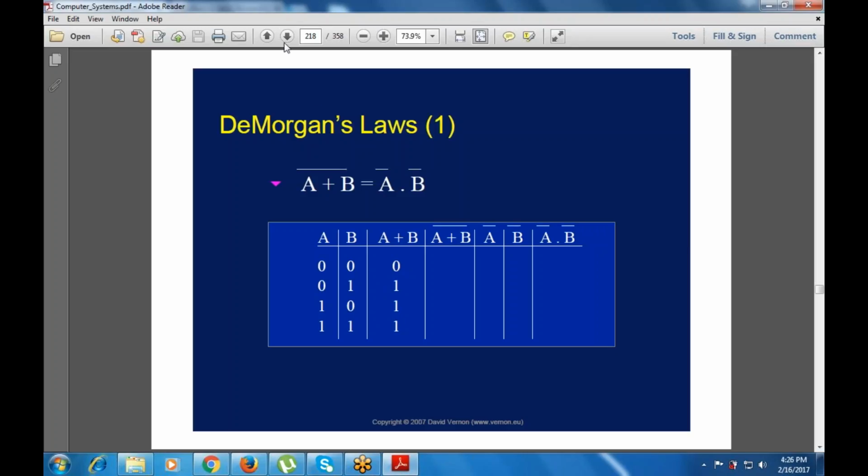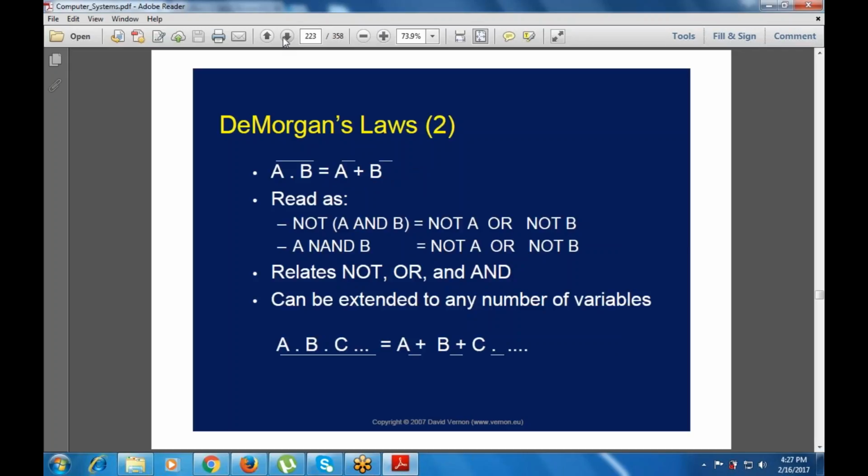Now the complement means 0 becomes 1 and 1 becomes 0. Then A complement is 1 1 0 0. Then B complement is 1 0 1 0. Then A complement into B complement: 1 1 becomes 1, 1 0 becomes 0, then 0, then 0. So this is 1 0 0 0. That's similar to the complement of A plus B. This is DeMorgan's law number 2.